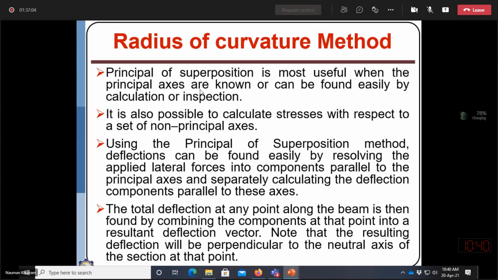This method is also based upon the flexure equation. We will derive some equations from our flexure equation, and then we will see how we can use this method to solve problems related with unsymmetrical bending. And you will find this method quite convenient as compared to the principle of superposition.